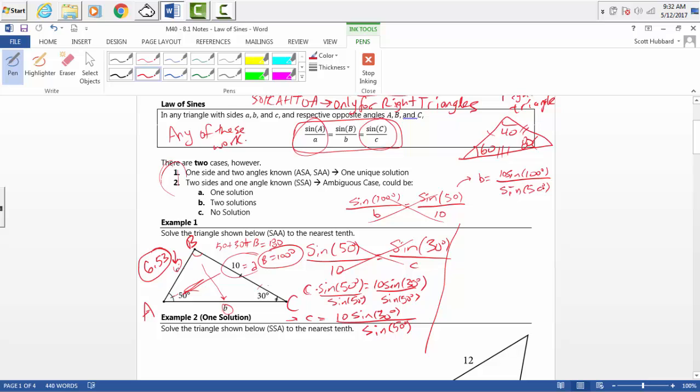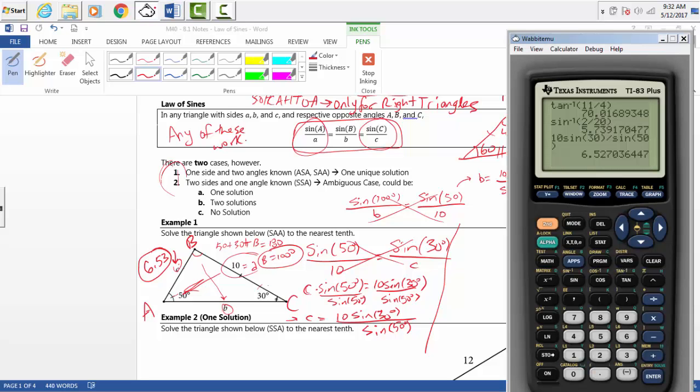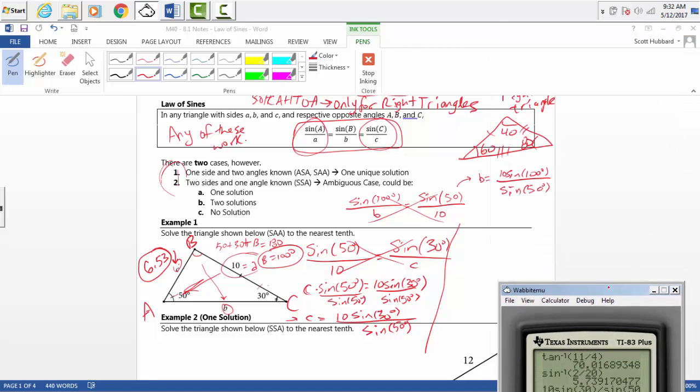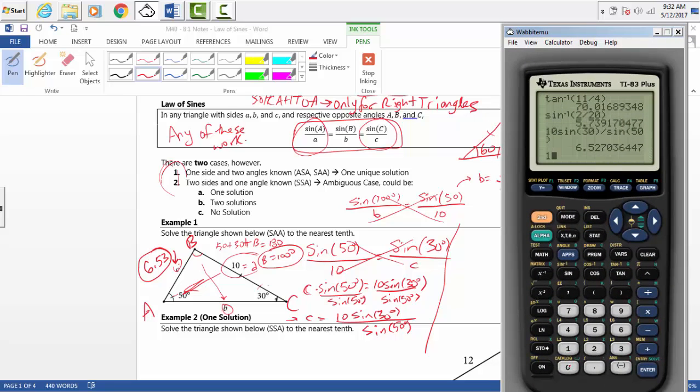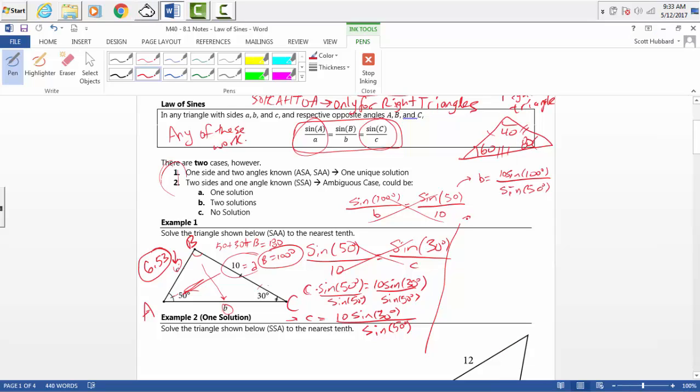Okay, and then again we just go to our calculator and do that. So that was 10 sine 100 divided by sine 50. So 10 sine 100 divided by sine 50 is 12.86. So b is equal to 12.86.